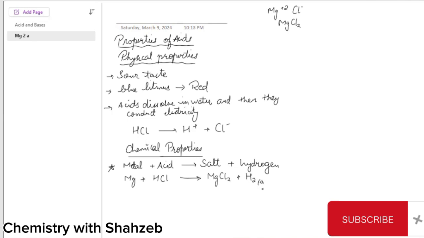So this is a gas. Magnesium basically exists in the form of magnesium ribbon, which is in solid state. The acid would be in aqueous form, and in this way the salt would be formed. As you know, the +2 would move here, the minus would move here, so the formula would become MgCl2. Let's see whether it is balanced or not. No, it's not balanced. There are two chloride ions over here and two hydrogen atoms over there. In order to balance it, we have to put two here.